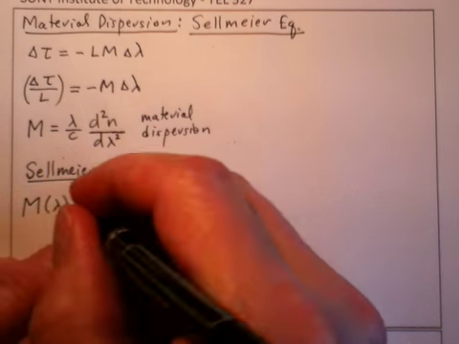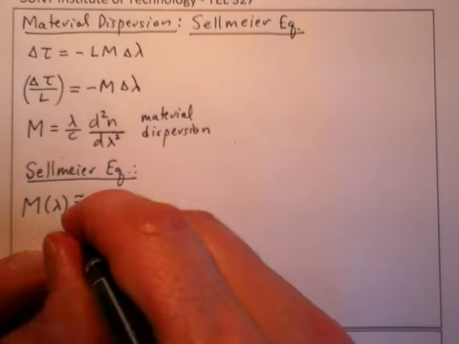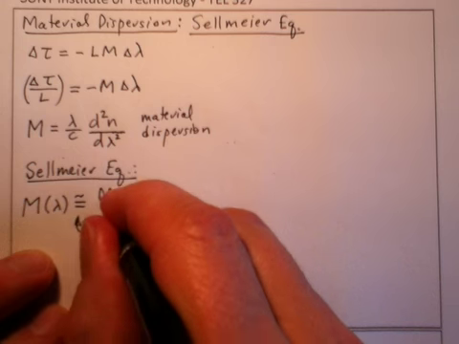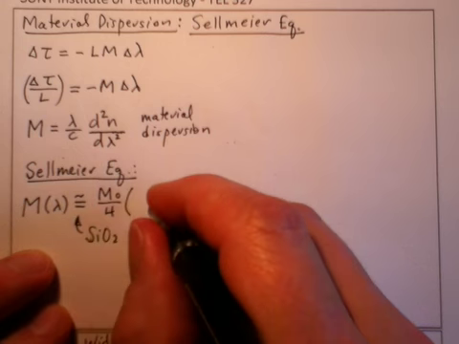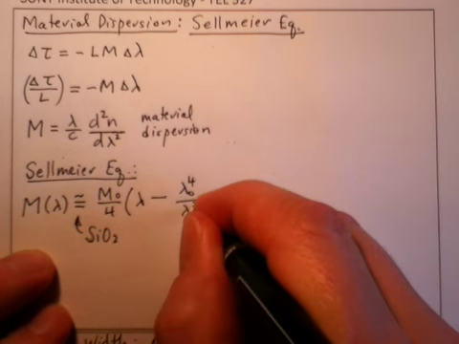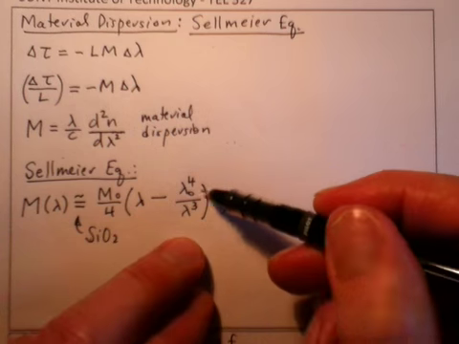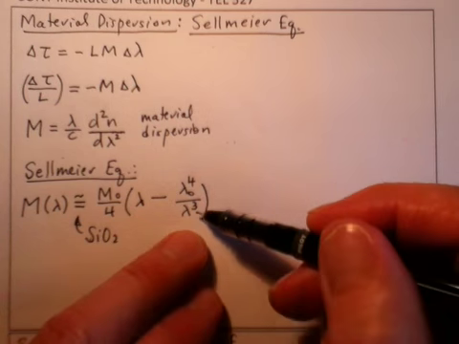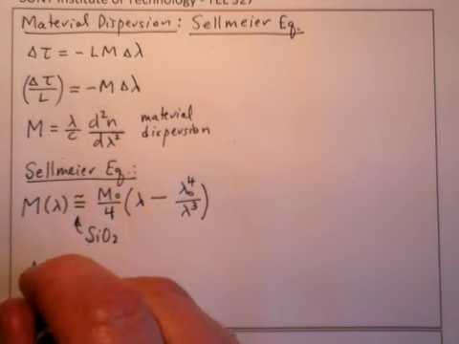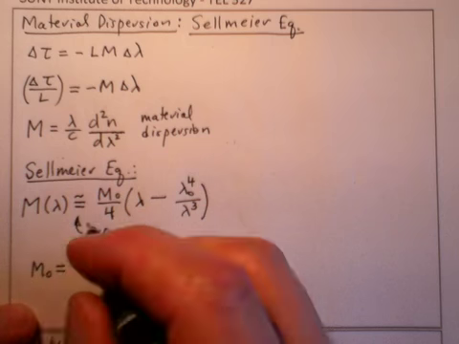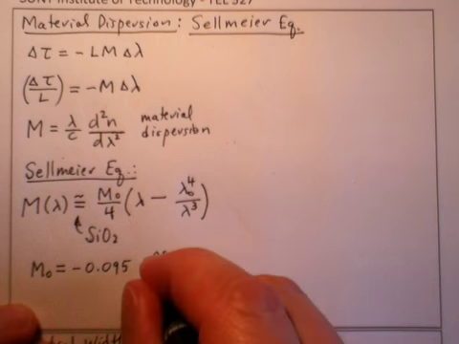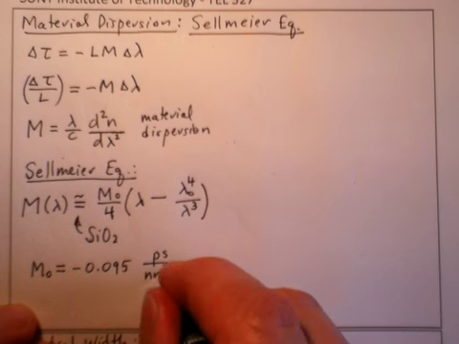But for our purposes, we're just going to write that m is a function of lambda, and we're going to write as an approximate relationship for SiO2, for our glass, that m of lambda is m naught over 4 times lambda minus lambda naught to the fourth over lambda cubed. You can see that the second term here has units of meters, as does the first. And in this equation we have two parameters, m naught, which is negative 0.095. It turns out it has units of picoseconds per nanometer squared kilometer.